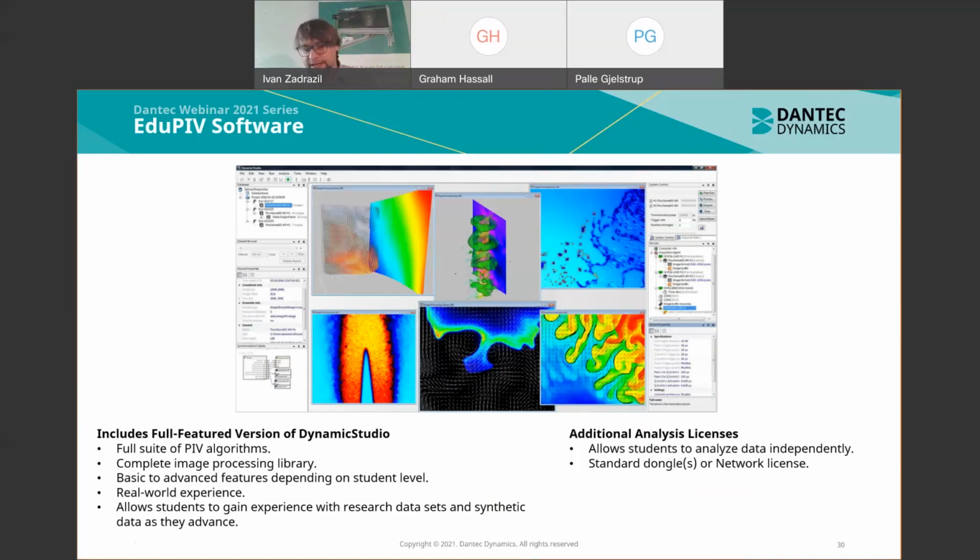Students can generate synthetic PIV images and simulate experiments. This can be 2D-2C, stereo PIV, volumetric, pretty much anything with any configuration, with added noise and so on. This can be used to learn how to process these data. Edu PIV comes with a single license. However, additional analysis licenses can be purchased. As an example, this would be a network license where the student can connect to a server and do PIV processing from home on their laptop.